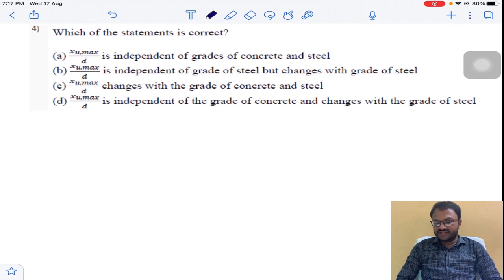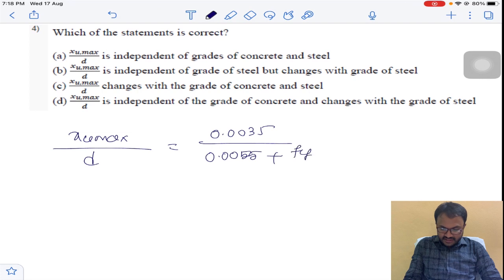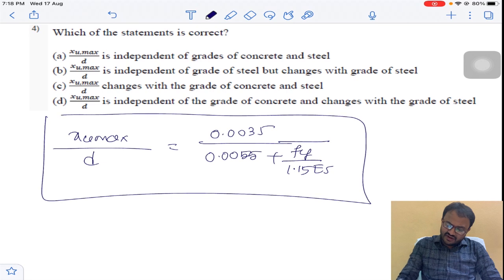Now, which of the following statements is correct? He has given statements regarding the maximum neutral axis depth to the effective depth. So we have the formula Xu max divided by d is equal to 0.0035 divided by 0.0055 plus fy divided by 1.15 Es. In this formula, is there any fck term? No. That is, the ratio of maximum depth of neutral axis to the effective depth never depends on the grade of concrete.